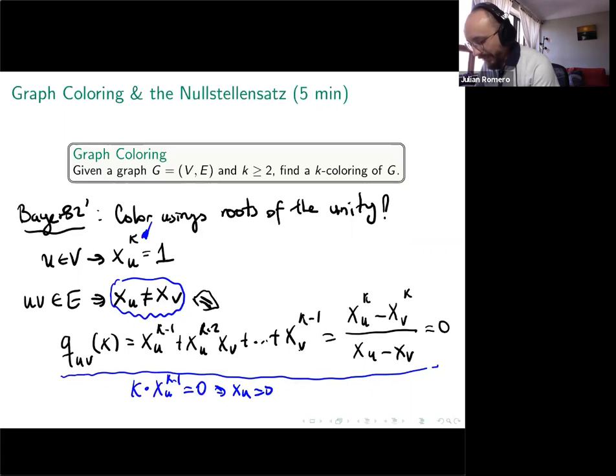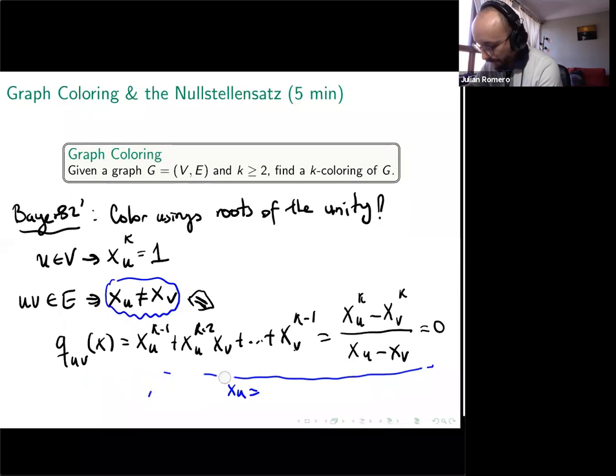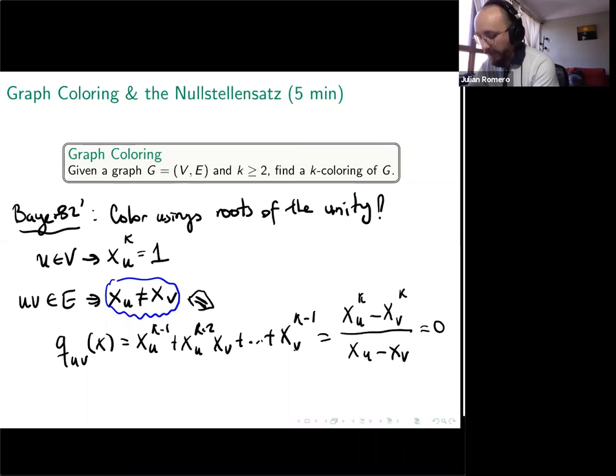All right. But now, what about the other one? The other one is how can I prove the other one? So I want to show that if this is different, then this has to be equal to 0. The way I do it is, suppose that I'm given two roots of the unity that are different. So I know that x_u to the k minus x_v to the k is equal to what?